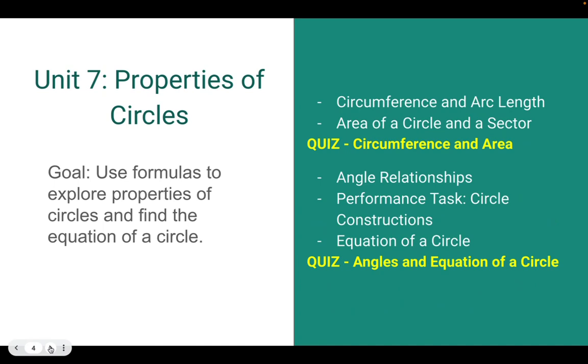Then Unit 7 is properties of circles. So we're going to explore properties of circles and find the equation of a circle. So we're going to connect the geometric figure of a circle to an actual algebraic equation. So we're going to start with circumference and arc length, and then area of a circle and sector, and take a quiz over circumference and area. Then we're going to look at angle relationships within a circle. We're going to learn how to construct a circle using a compass and a straight edge, and you'll do it digitally online, but we'll walk you through how to do that, and then find the equation of a circle and take a quiz over that.